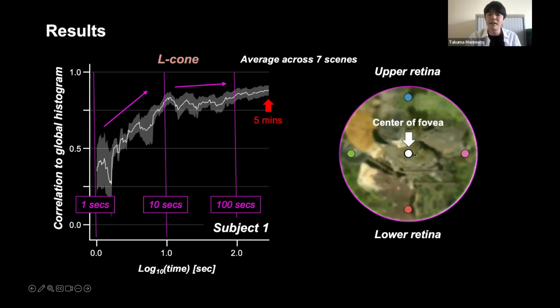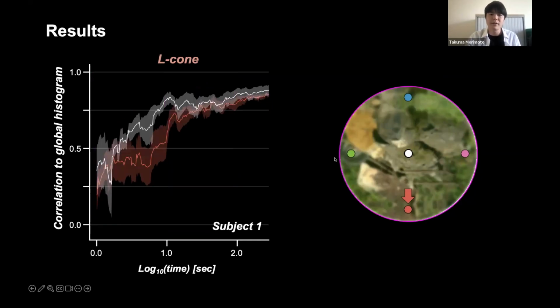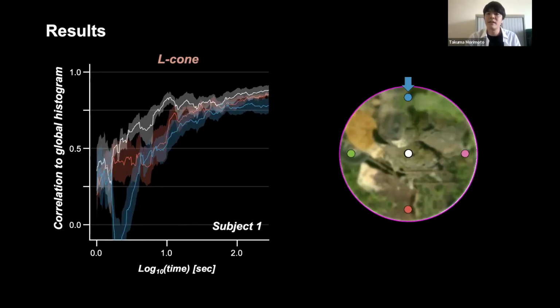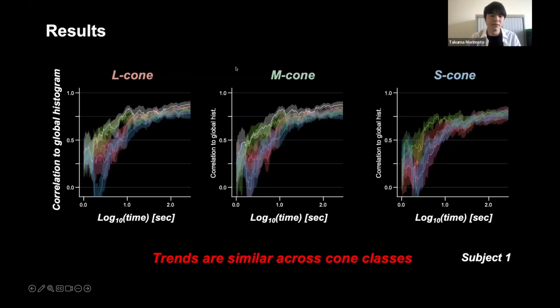And if you look at a different part of the retina, so this is the center of fovea, trends are very similar, although trajectory is slightly different. And upper retina, again, trends are similar, although trajectory is different. And here are all other points. So overall, regardless of retinal coordinates you are thinking about, each individual cone can access global scene statistics over time. This is a case for L cone, but we see a similar trend across all cone classes.